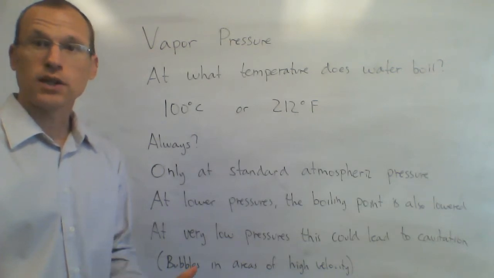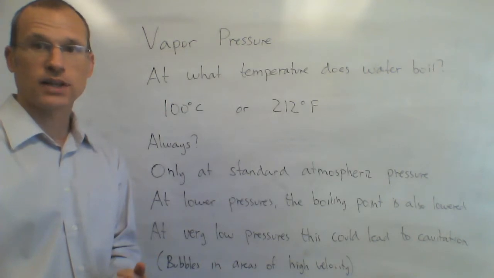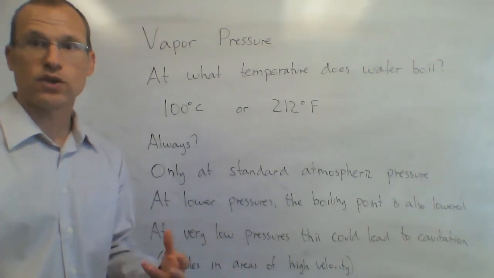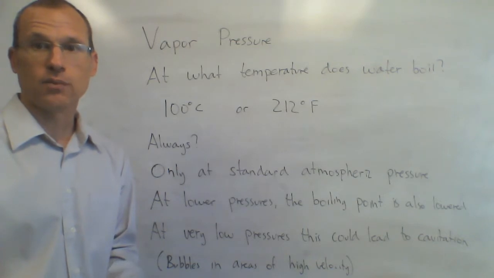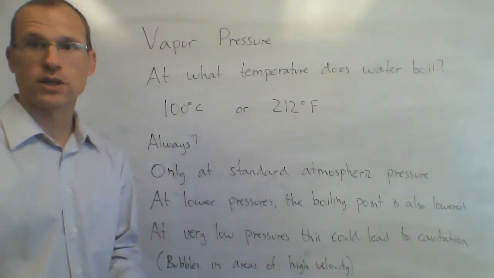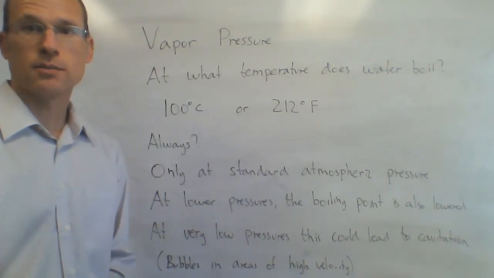Now if you get to really low pressures, you can actually get something called cavitation. At really low pressures, water is going to boil at down to maybe 20 degrees Celsius. So even if you have water at 20 degrees Celsius, if you have a really high velocity in there, you can end up with some bubbles forming, and that is kind of the water boiling, but at a really low temperature. And so this is the concept of vapor pressure.